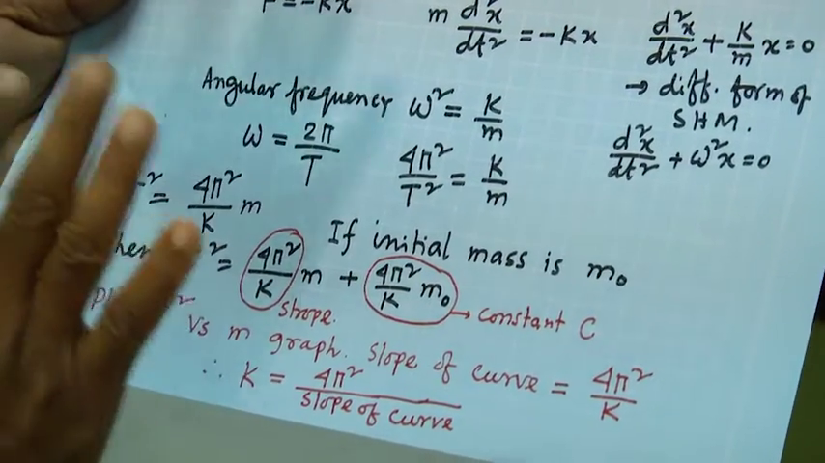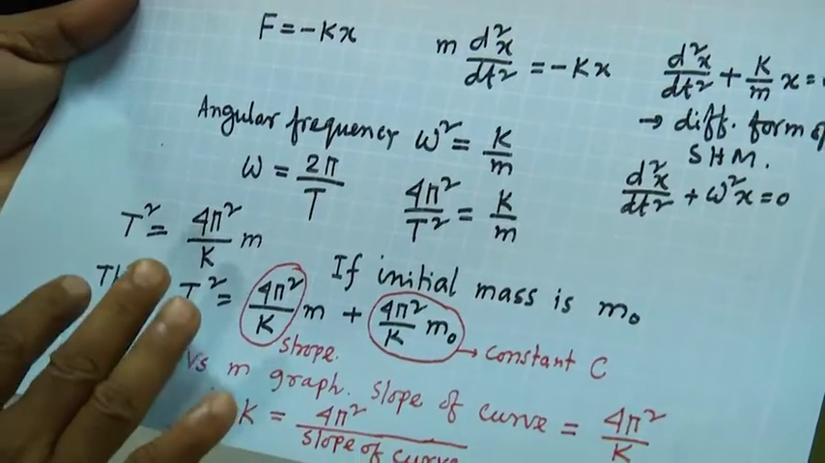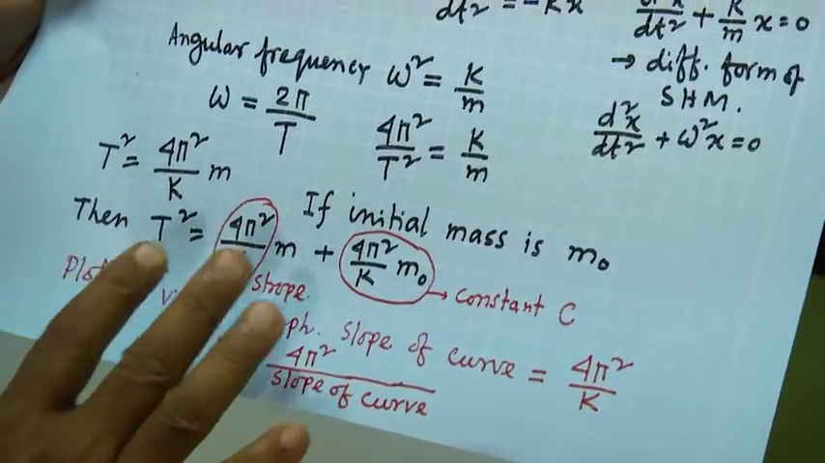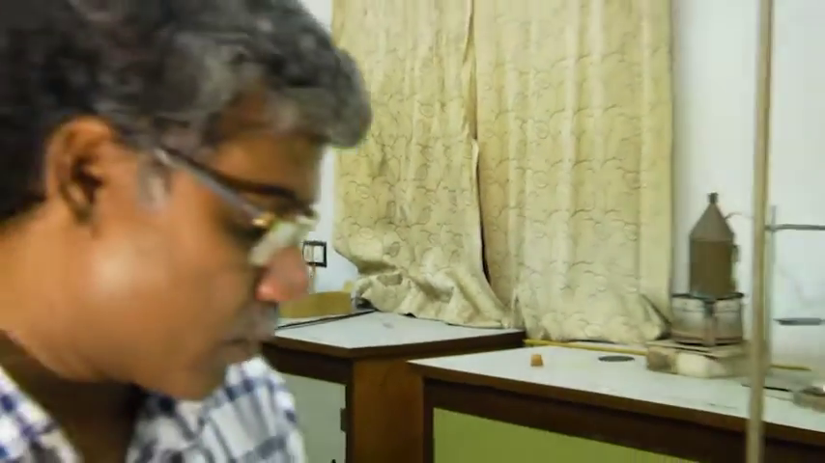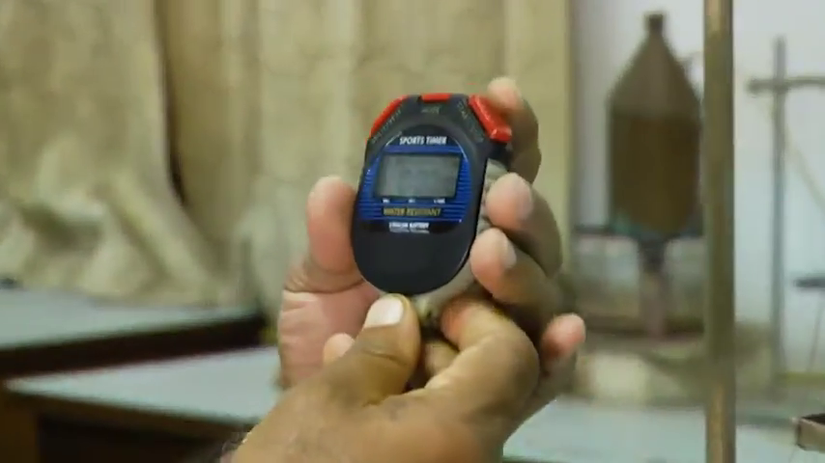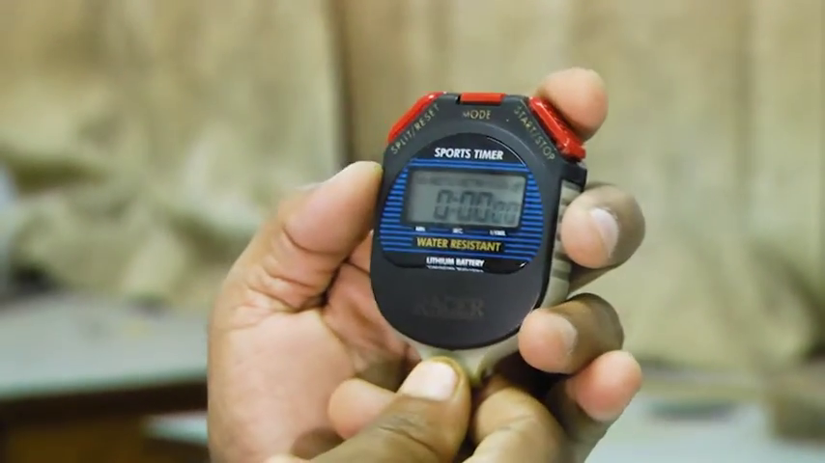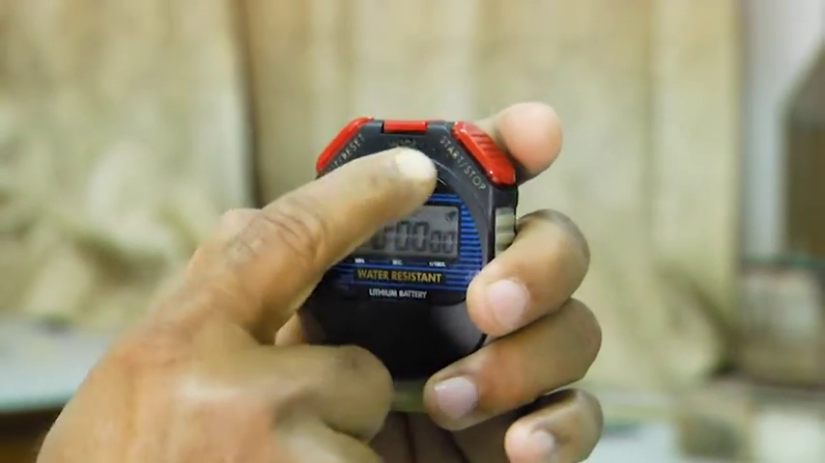Okay. So, now only experimentally we have to measure the time period for different mass. At least 4-5 masses you can do, because we have to plot a graph. So, for this we need a stopwatch. This is the digital stopwatch. Yeah, it has start and stop buttons here.